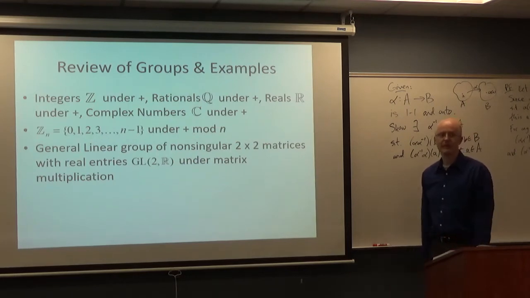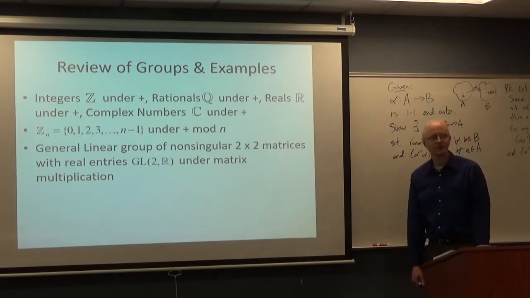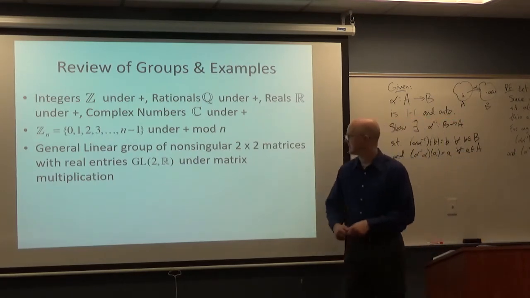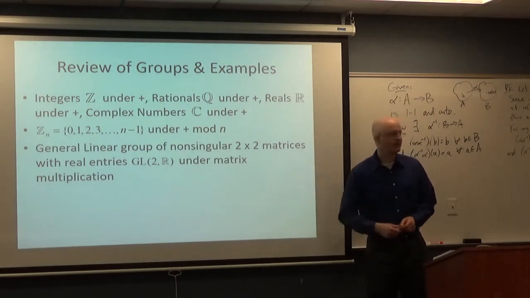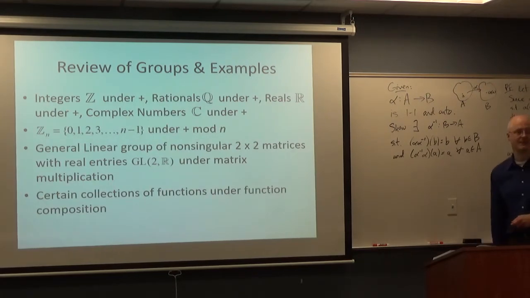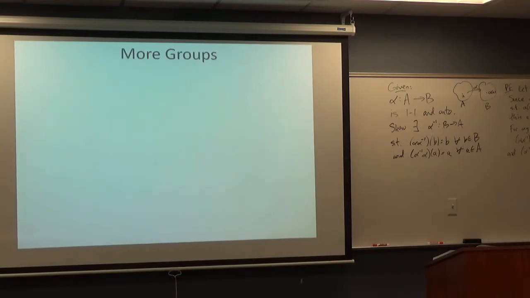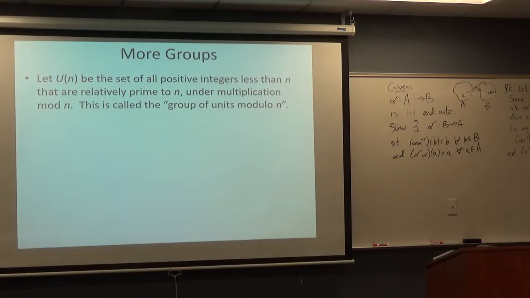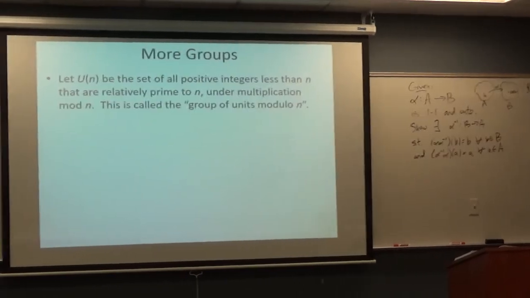Of course, we can do things non-randomly too, and make singular matrices. Under matrix multiplication, that's a group. Certain collections of functions under function composition. We looked at an example like that last time. There will be plenty more. Here's a new group. We've never seen this before.